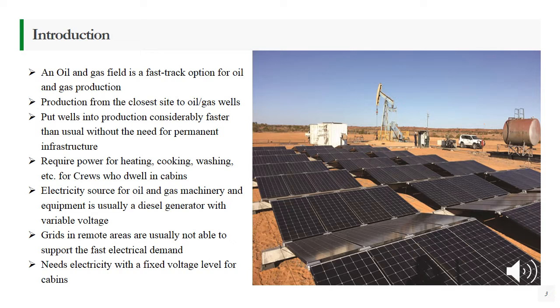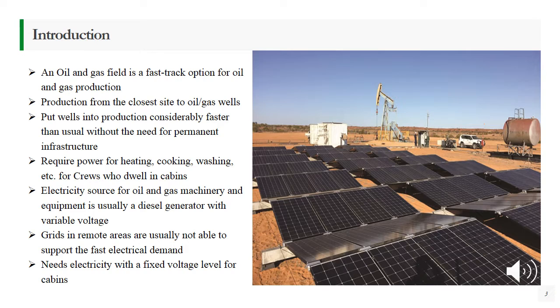At first, I'm going to speak about the oil and gas field. An oil and gas field is a fast-track option for oil and gas production that allows firms to start production from the closest site to oil and gas wells, allowing oil and gas companies to put wells into production considerably faster than usual without the need for permanent infrastructures. It requires power for heating, cooking, washing, and for crews who dwell in cabins.